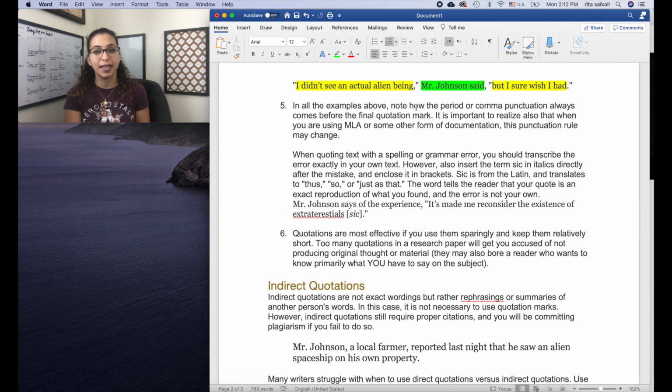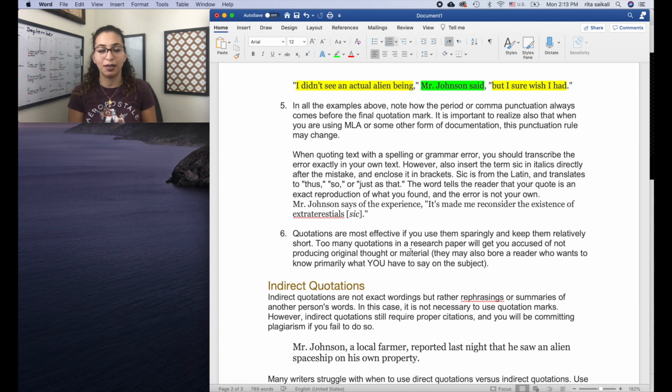Number 5 is, in all of the examples above, note how the period or the comma punctuation always comes before the final quotation mark. It's important to realize that when you're using MLA, or some other form of documentation, this punctuation rule may change. So MLA, you guys, is for English language generally in academic writing. They rely on MLA format to write their papers, which has a 1-inch margin and a certain font. So there are rules so that there's a standard in the way we write.